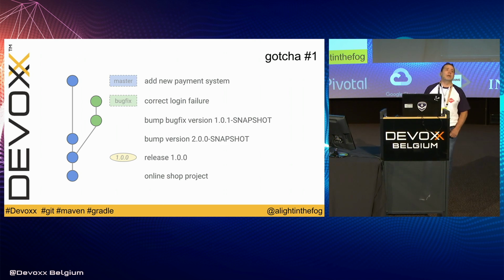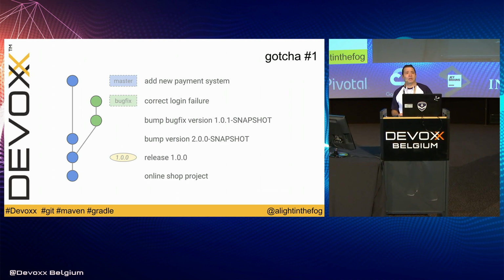The first one: here we have an example of a project that we have released as version 1.0 and pushed to production. Everything is fine, everything is smooth. Our developers started to work on a V2 version. To do that, they have bumped, we are using Maven in this case, the version to 2.0.0-SNAPSHOT. And they have added on top in the master branch a new payment system.